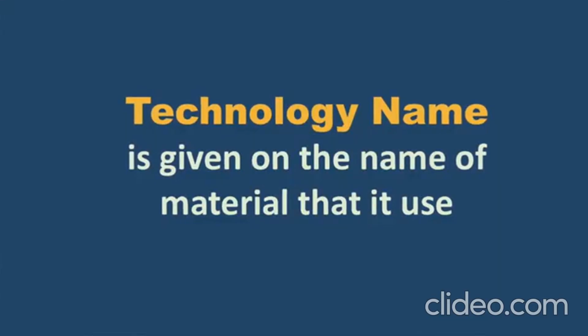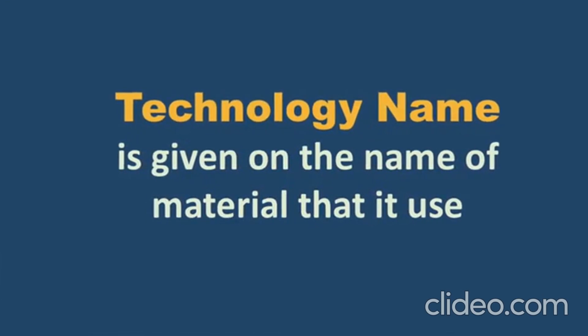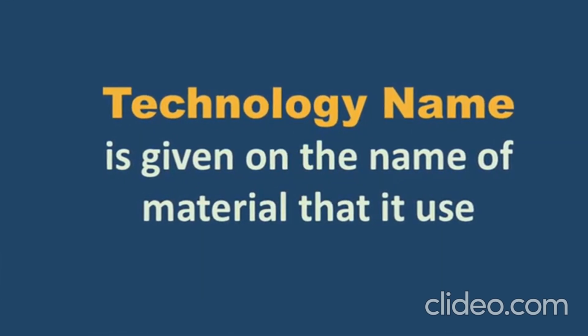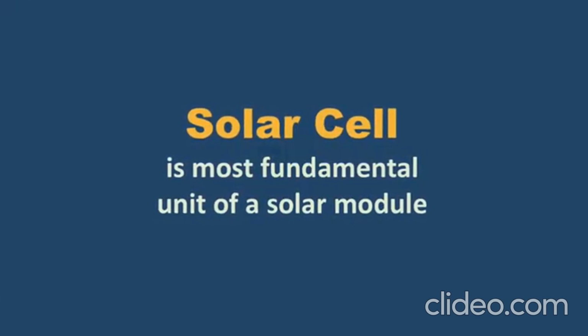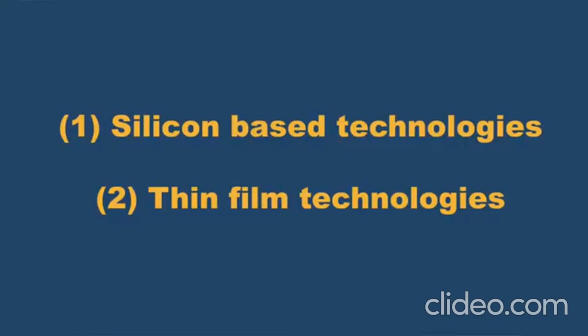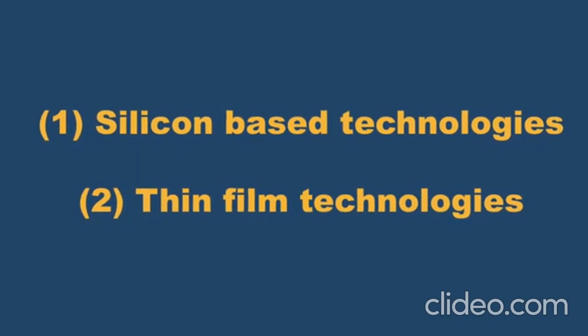First thing is, how do we identify a solar panel? A solar panel is identified by the technology name, and the technology name is given for the material that a solar cell uses. The solar cell is the most basic fundamental unit of any solar technology or any solar module. Basically, there are two different technologies available today: one is silicon based technology and the other is thin film technology.